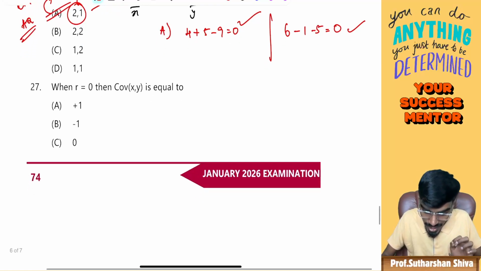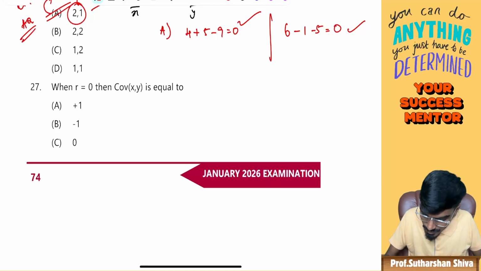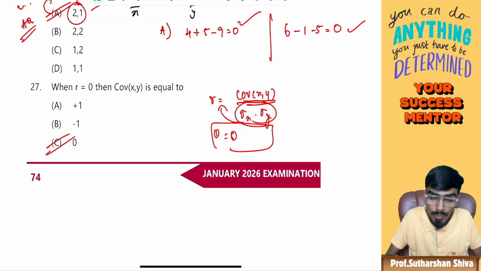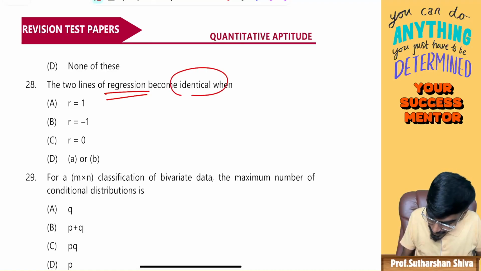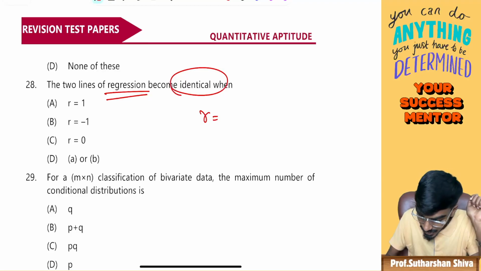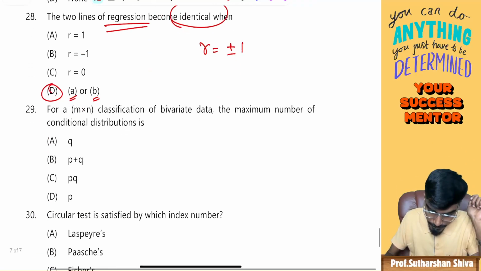When r equal to 0, what is the covariance of x comma y equal to? You know the formula: r equal to covariance of x comma y divided by standard deviation of x into standard deviation of y. If r becomes 0, then if I cross multiply, this becomes 0, so my covariance of x comma y will also be 0. When the two regression lines become identical, you will be getting r equal to plus or minus 1. So it is both option A or B.